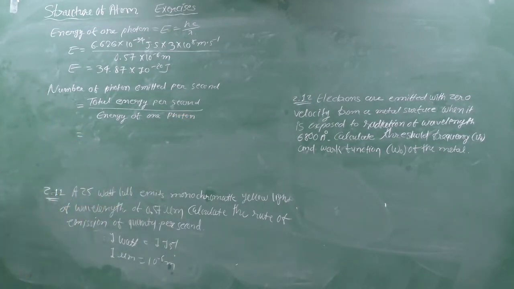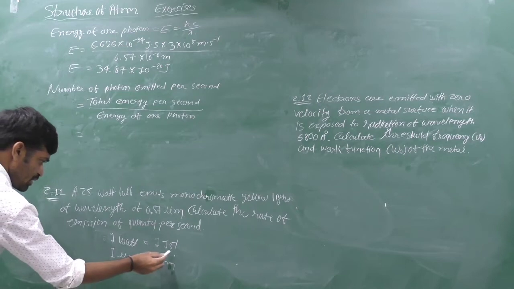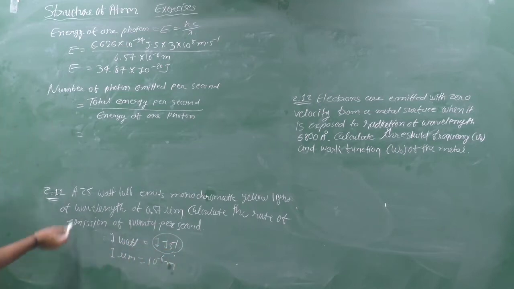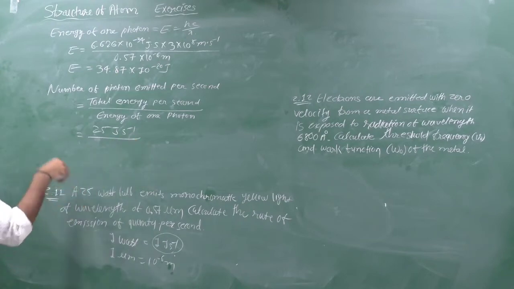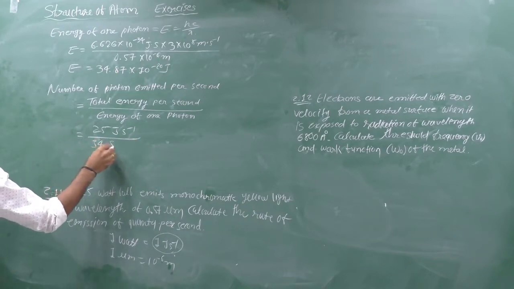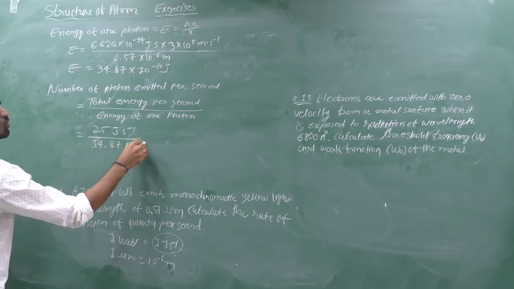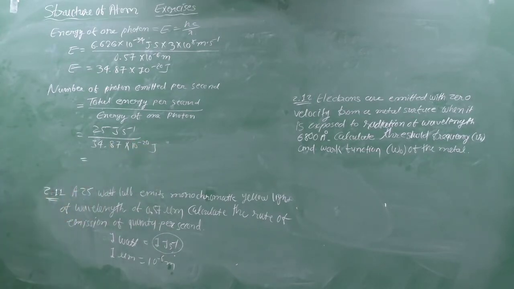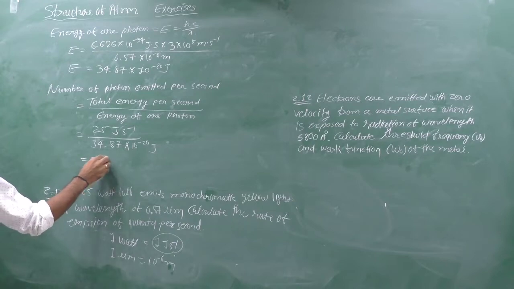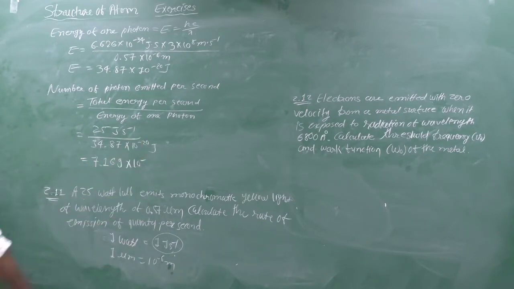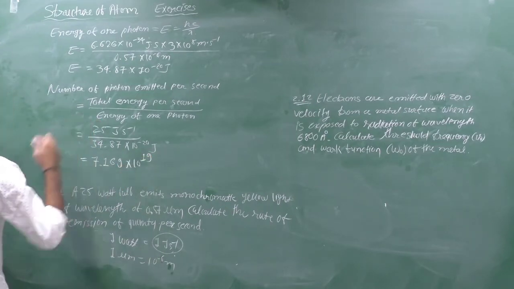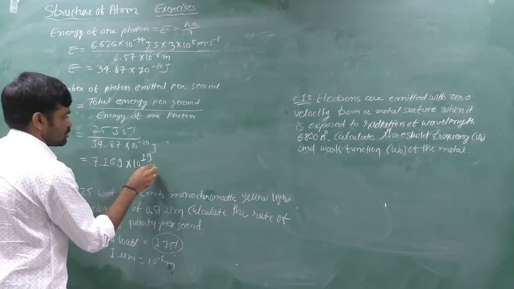How much total energy per second was given? 25 joule per second, and for one photon, 34.87 into 10 raised to minus 20 joule. Therefore it is 7.169 into 10 raised to 19 photons per second, as the final answer.